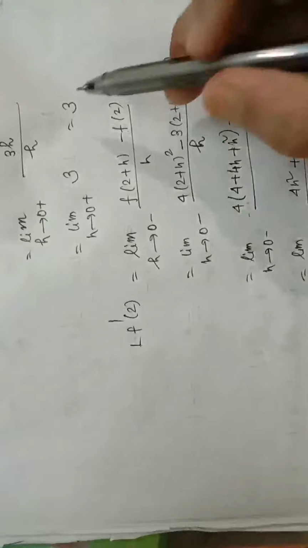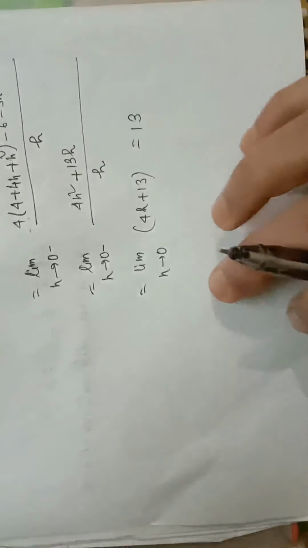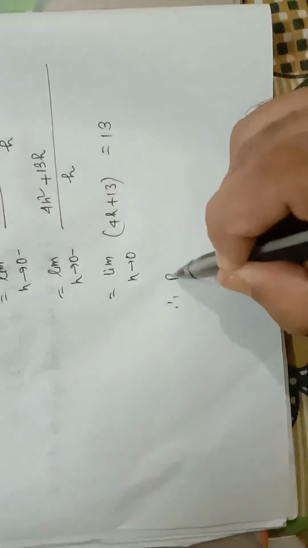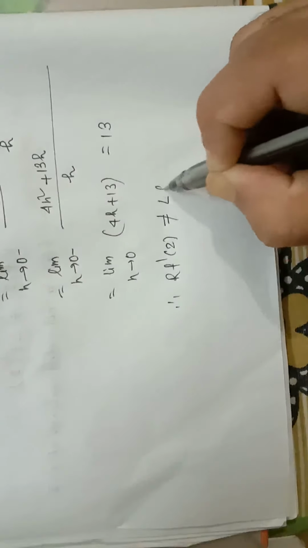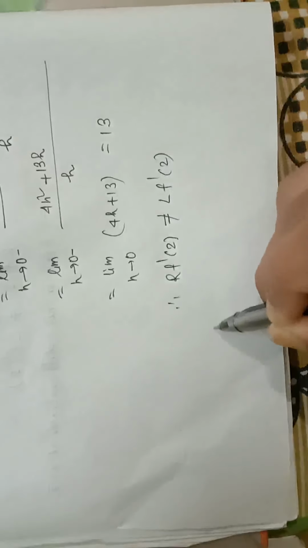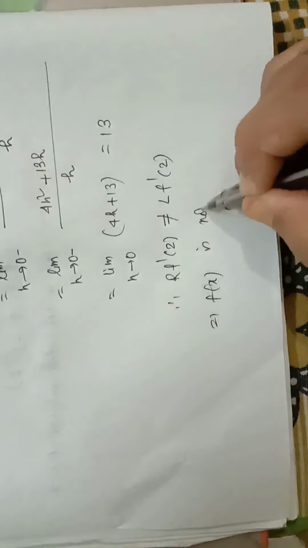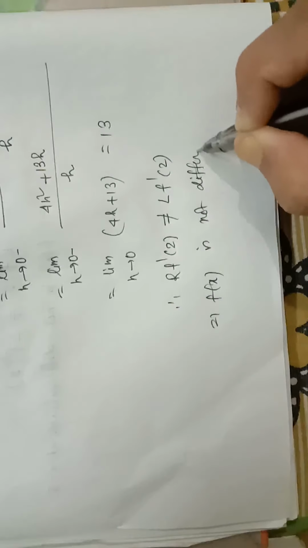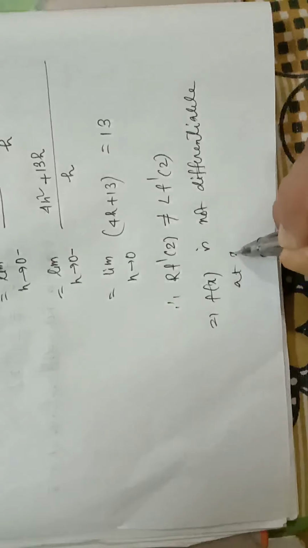So you can see the right hand limit is 3, the left hand limit is 13, and therefore we can conclude the right hand derivative at x equal to 2 is not equal to the left hand derivative at x equal to 2, implies f(x) is not differentiable at x equal to 2.